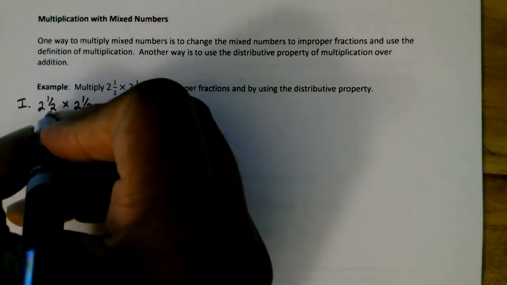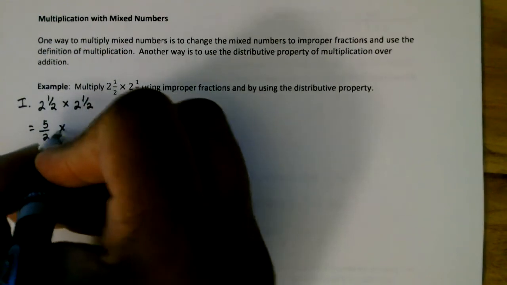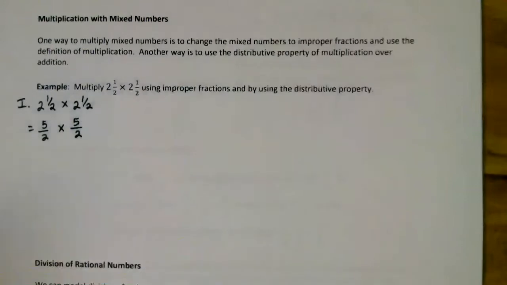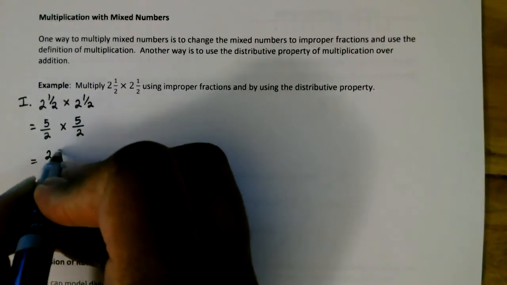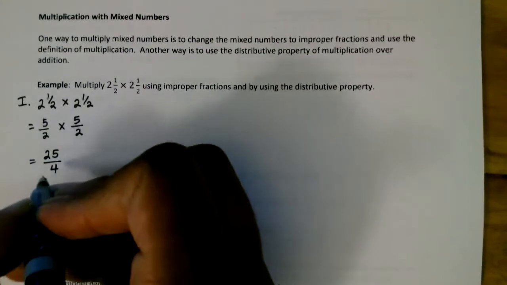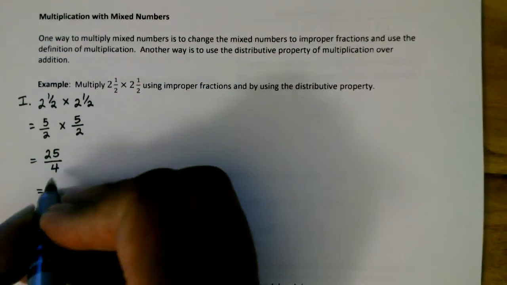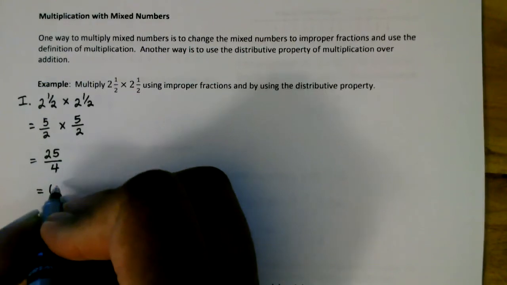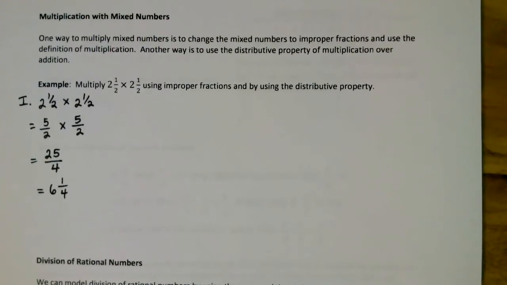So for 2 1/2 will be 2 times 2, which is 4, plus the 1 will be 5. So it'll be 5 halves times 5 halves. And then do numerator times numerator over denominator times denominator. 5 times 5, that's 25, over 2 times 2, which is 4. So you have 25 fourths, and if we convert that to a mixed number, 4 goes into 25 6 times with 1 left over. So it'll be 6 1/4 as the answer.